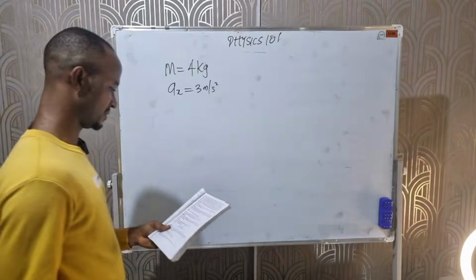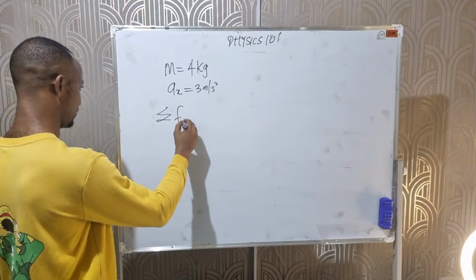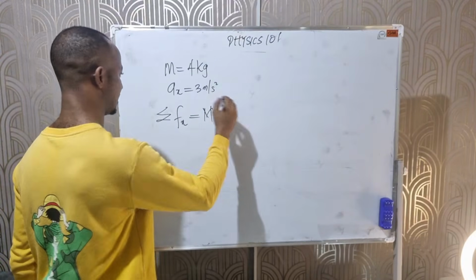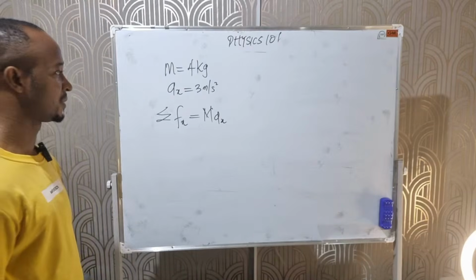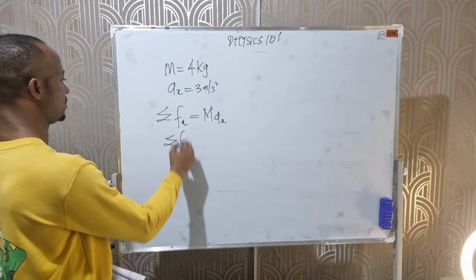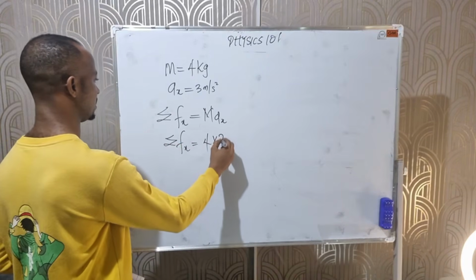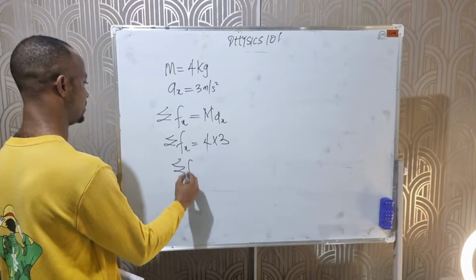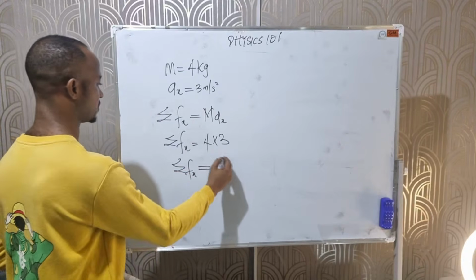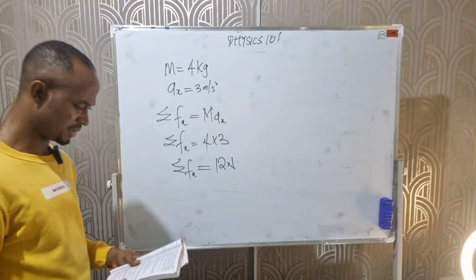This is very simple. We are going to use Newton's laws of motion: the sum of all forces is equal to mass times acceleration of the body along the horizontal axis. The mass is 4, times 3. This gives us the sum of forces equal to 12 Newton.